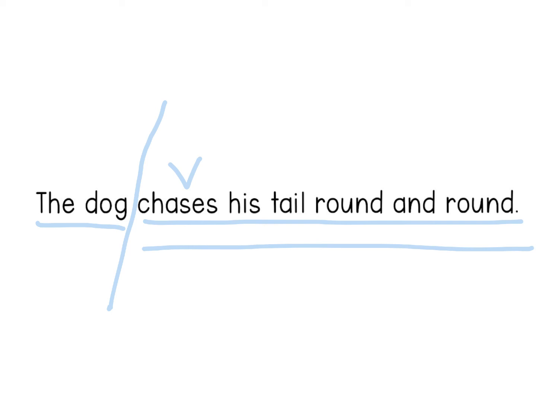So if we look here at the complete subject, the dog, who's simply doing the action in this sentence? What's just the noun or pronoun? Dog. So dog would be your simple subject. And the complete predicate, if we look at it, chases his tail round and round. What is the simple form of this? Chases, that's right. So your simple predicate would be chases.